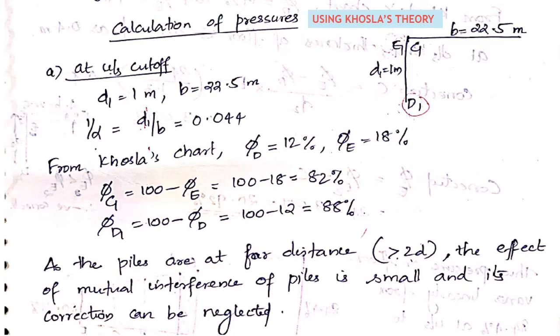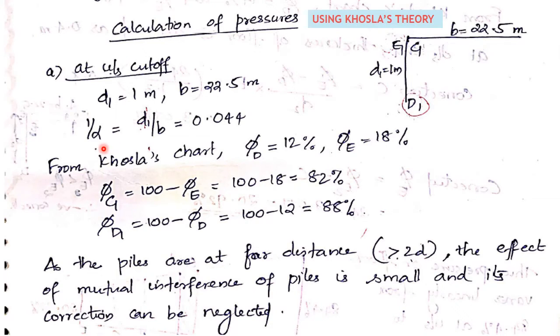Now we are going to calculate the pressures at points A, B and C using Khosla's theory. At upstream cutoff, we have a pile at the upstream side. The depth of the pile D1 is equal to 1 meter. This value we have defined earlier. Then B is the length of the floor, that is 22.5, also from the previous steps. Now this is the upstream cutoff pile condition. We have to find out the pressures at E1, C1 and D1.